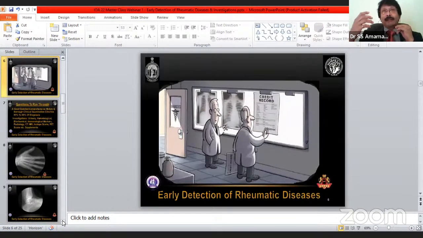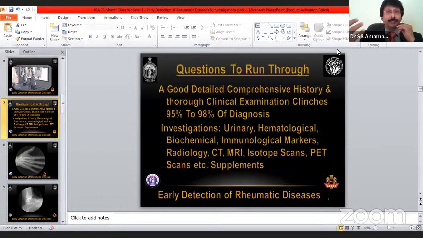Now, like in any other field in our own life, I'm sure all of us accept that early detection is extremely important for us, be it financial or health. It is totally important. Why is that important? Because history becomes a very niche thing, and clinical examination.